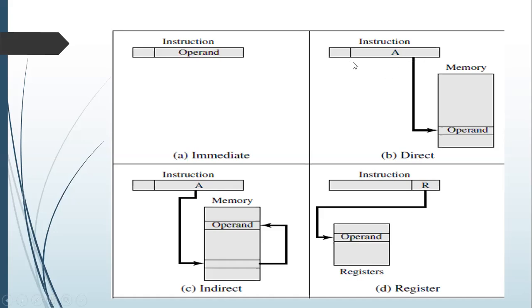Now I hope you remember what happens to this instruction. After the instruction gets fetched from your memory, it gets copied into your instruction register. Then this part gets copied into your memory address register, and from the memory address register the address is accessed, and from that specified address the operand is fetched from your memory and stored in your memory buffer register. So this is your direct addressing mode.